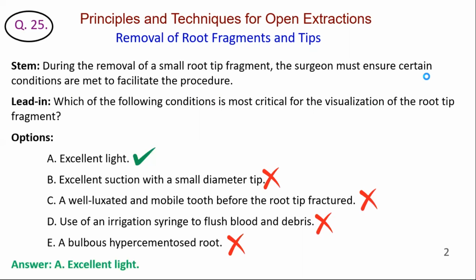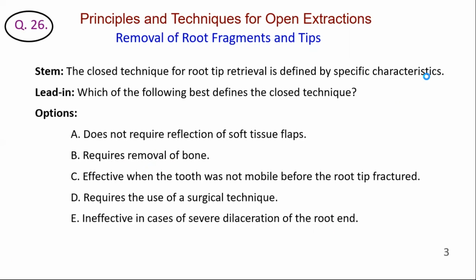So the excellent light is the most critical condition for visualizing the root tip fragment, as it allows the surgeon to clearly see the area. The close technique for root tip retrieval is defined by specific characteristics. Which of the following best defines the close technique? Correct definition of close technique. Incorrect, this characterizes the surgical technique.